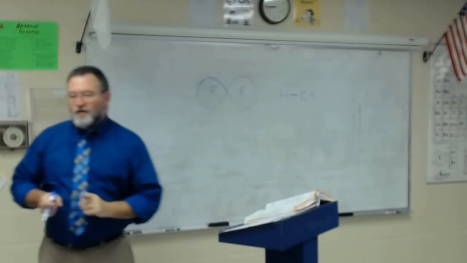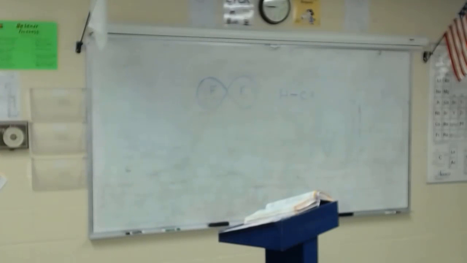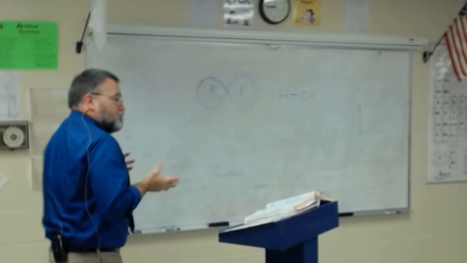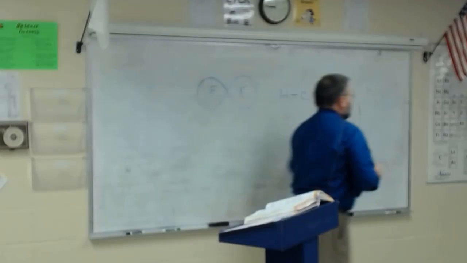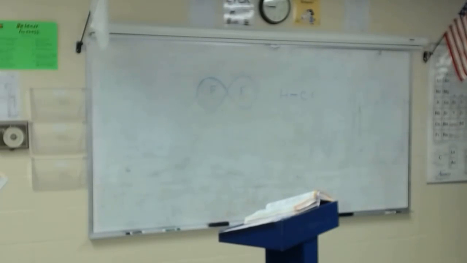Contrast that with hydrochloric acid, HCl. Hydrogen and chlorine do not have the same electronegativities. Okay? Hydrogen and chlorine do not exert the same pull on that electron. We look over the periodic table and have to decide which of these 2 elements has a higher electronegativity, hydrogen or chlorine.